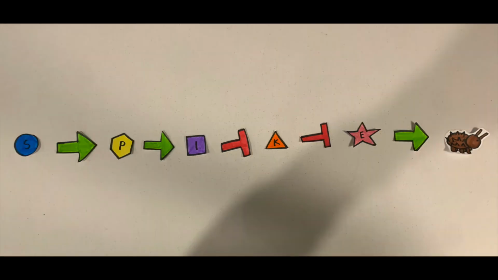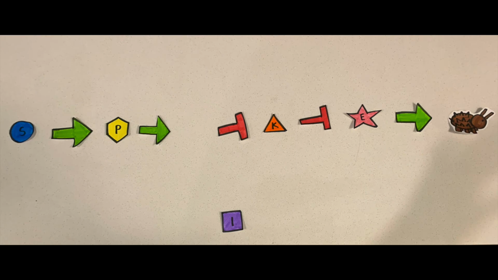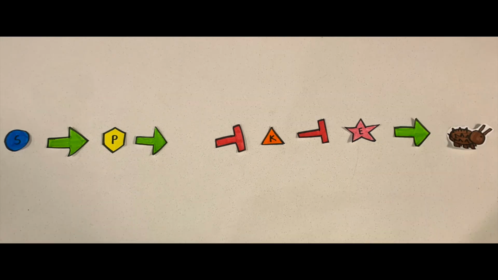What if we have a mutant I that no longer works? When I is no longer there, K will be present because I is no longer there to block it. E will also be inhibited due to the presence of K, and as a result, the formation of spikes will not be activated.